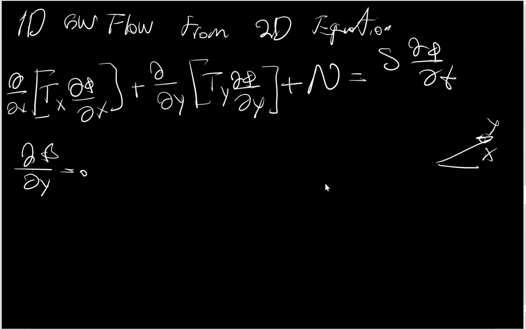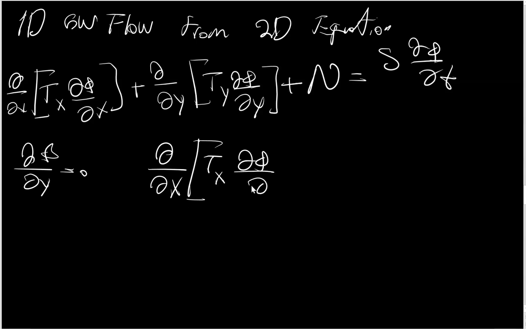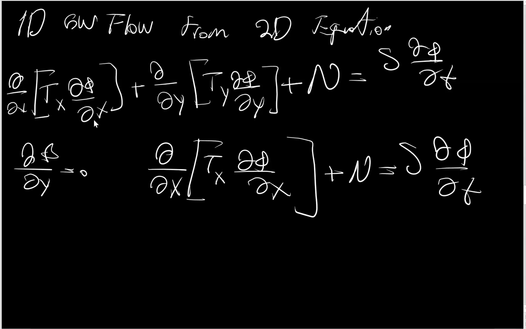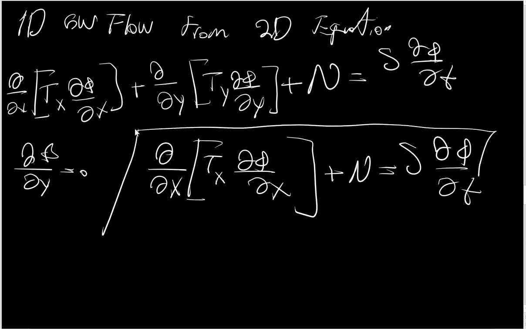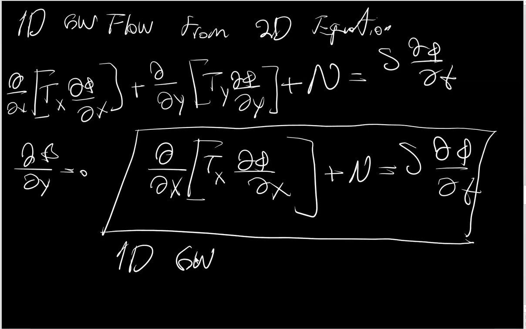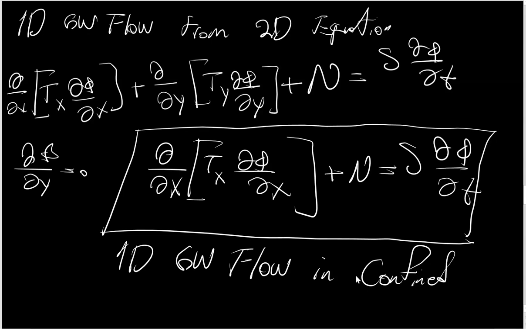So in this situation, I can write the 1D system as partial x, Tx, partial phi, partial x. This term is 0, and S partial phi, partial t. Okay, so this is the 1D groundwater flow in a confined aquifer.